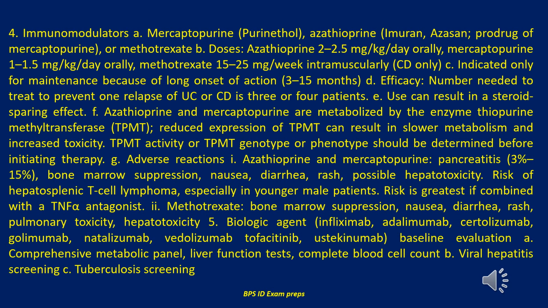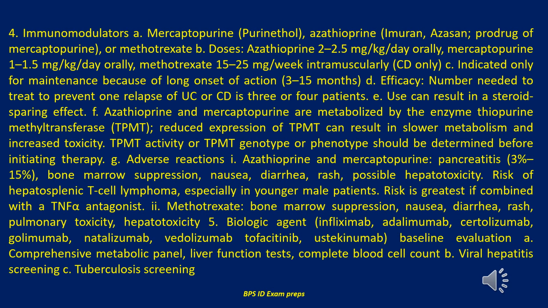TPMT activity or TPMT genotype or phenotype should be determined before initiating therapy. G. Regarding their adverse reactions, 1. Azathioprine and mercaptopurine can cause pancreatitis in 3% to 15% of patients, bone marrow suppression, nausea, diarrhea, rash, and possible hepatotoxicity. Risk of hepatosplenic T-cell lymphoma, especially in younger male patients. The risk is greatest if combined with a TNF-alpha antagonist.